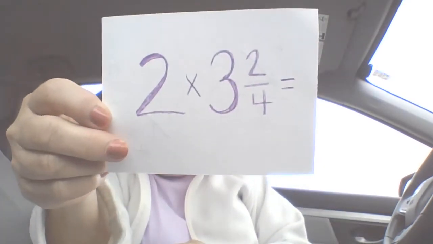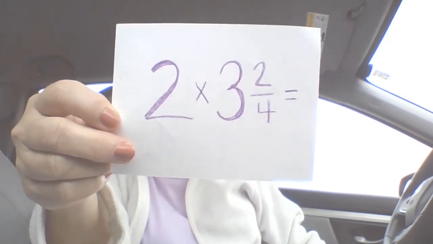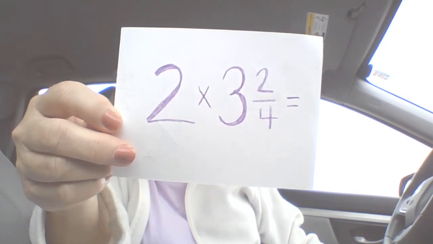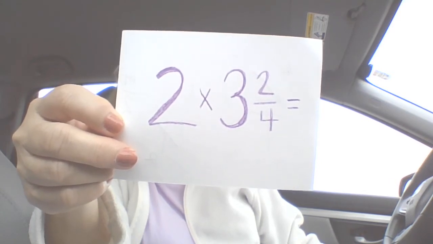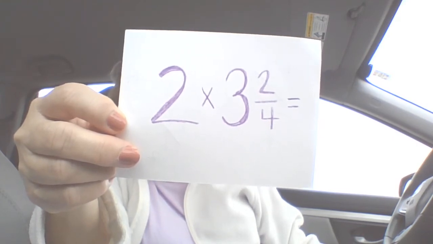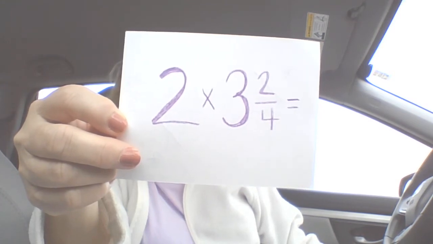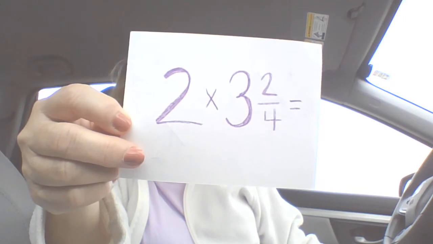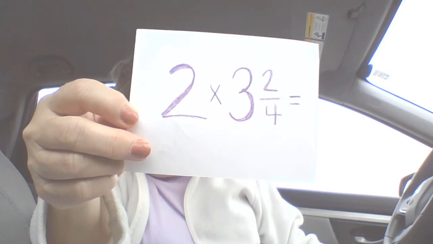All right. Suppose Miss Smith put this on a test: 2 times 3 and 2/4. Can I multiply those numbers together? No. I can't multiply those together until I make some changes. What would I do to the 2? I would put a 1 under the 2. What would I do with 3 and 2/4? Demetria? That's right. 3 times 4 is 12 plus 2 is 14, and my denominator would be 4. That's correct.